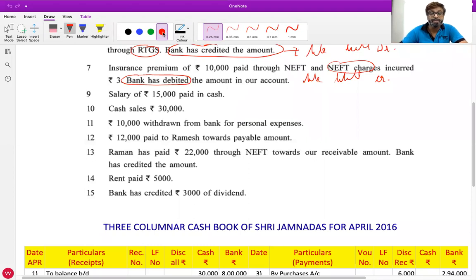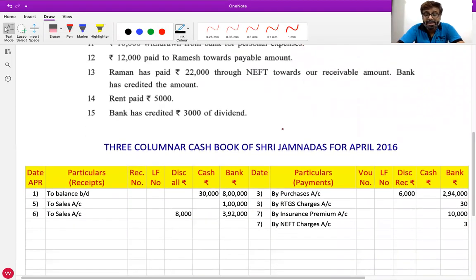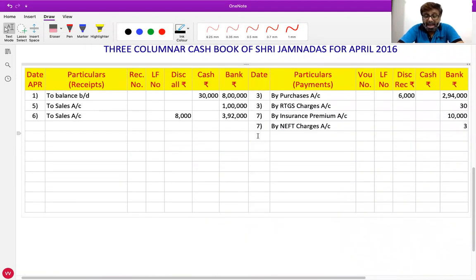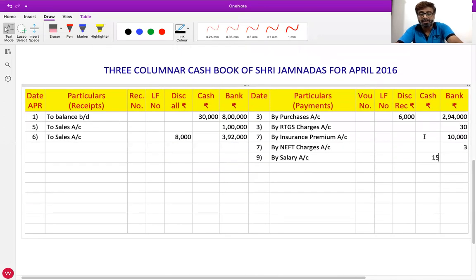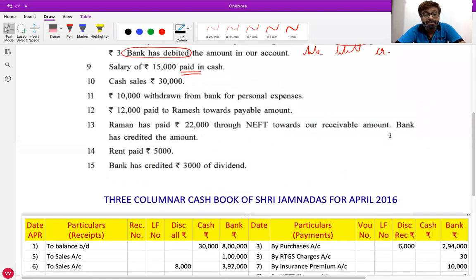Okay. Yes, sir. Salary of 15,000 paid in cash. Paid means it will come on which side? Credit side. Salary account debit to cash. To cash account means it will come on the credit side, opposite account by salary account. And since it is paid in cash, in the cash column all of you write down 15,000. Is this clear, everyone? Yes, sir.